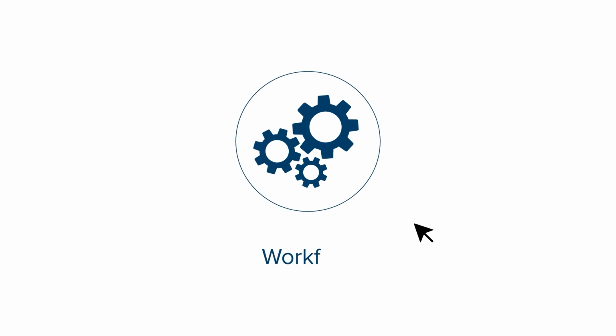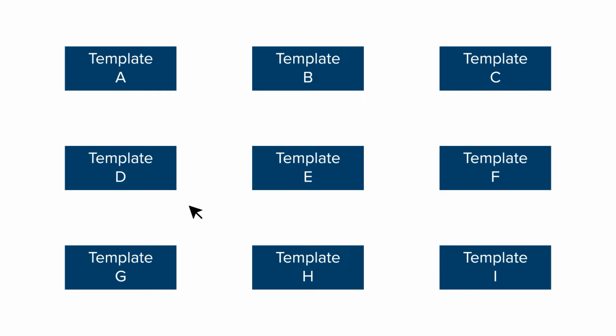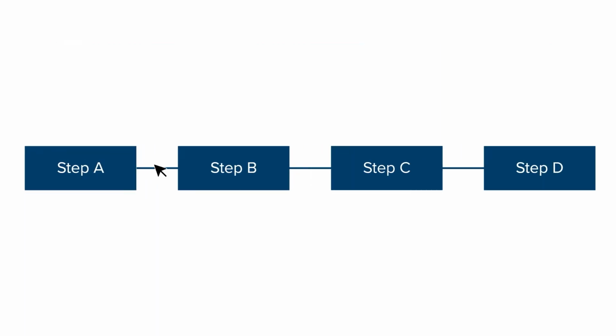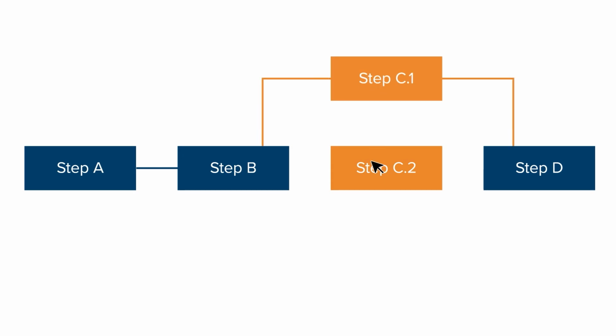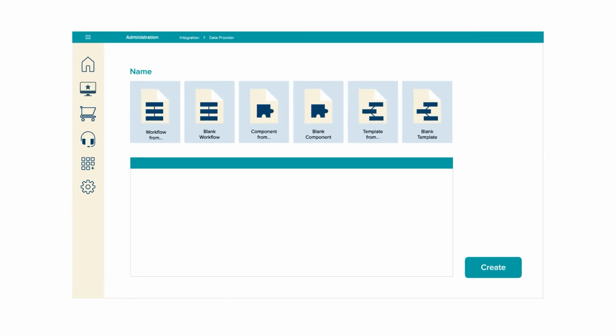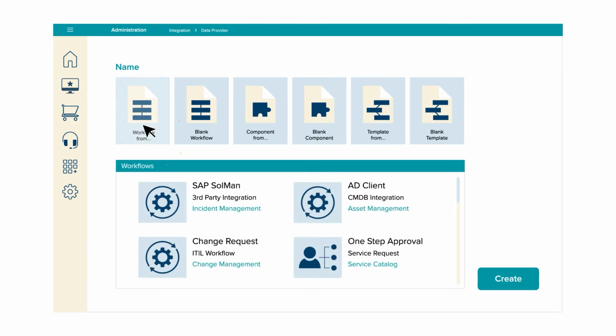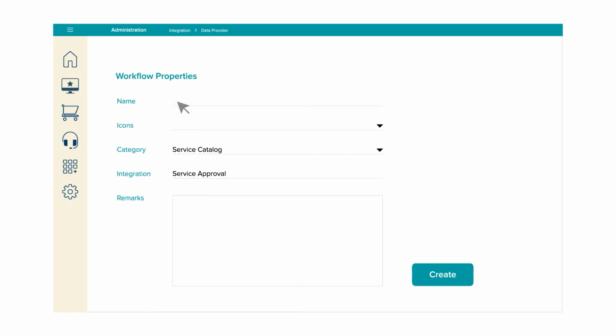Now we're ready to design a workflow. With a Matrix 42 platform and its ready-to-use templates, you can create a customized workflow in minutes and modify it just as easily as your needs or policies change. Let's start with a common workflow, ordering from a service catalog. The quickest way to get started is to select from our library of workflow templates. Let's select the one-step approval template, as it is close to what we need. We'll name our workflow and select an appropriate icon.